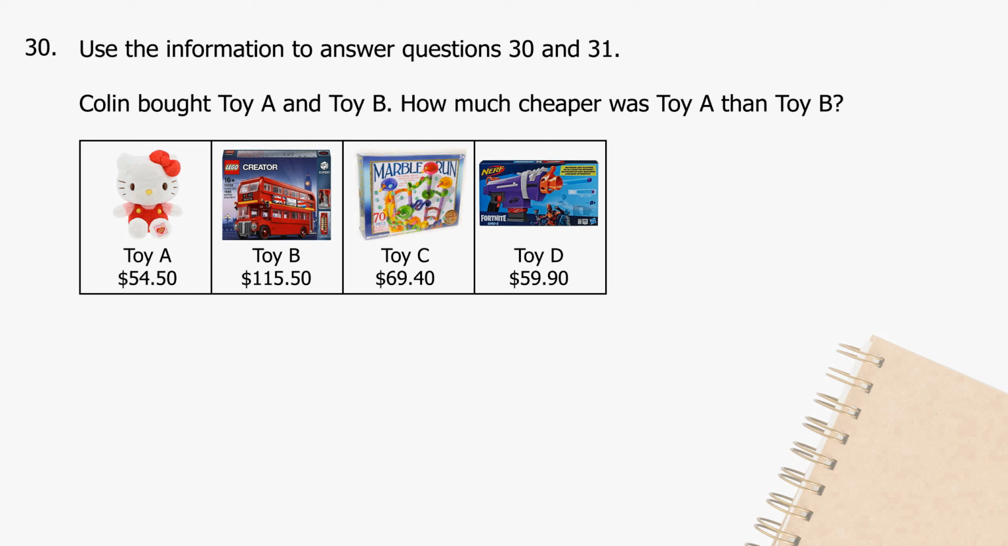Question 30. Use the information to answer questions 30 and 31. Colin bought toy A and toy B. How much cheaper was toy A than toy B?